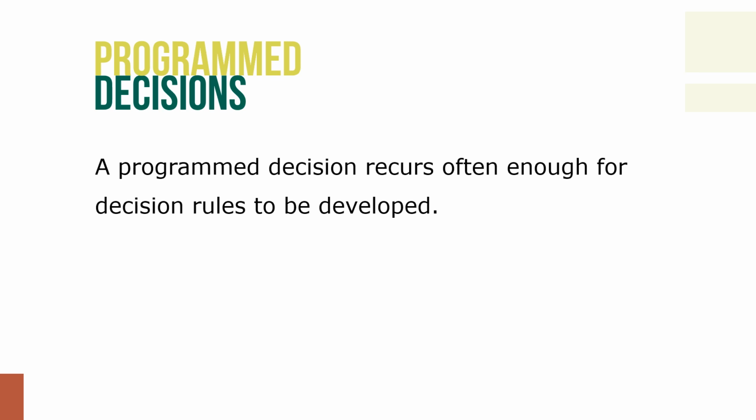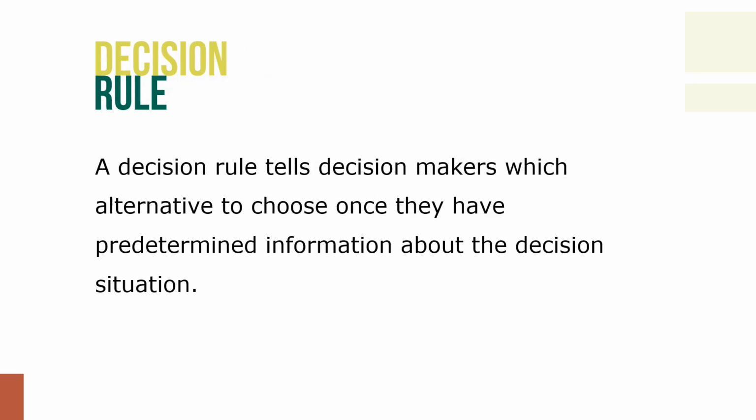A programmed decision recurs often enough for decision rules to be developed. A decision rule tells decision makers which alternative to choose once they have a predetermined amount of information about the situation. The appropriate decision rule is used whenever the same situation is encountered. Programmed decisions usually are highly structured.